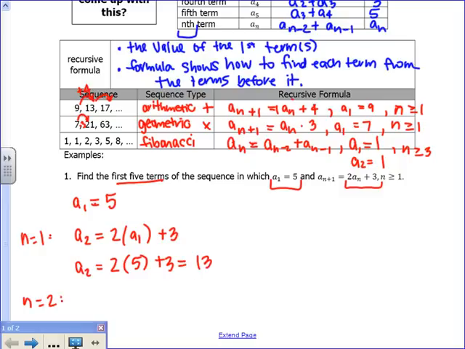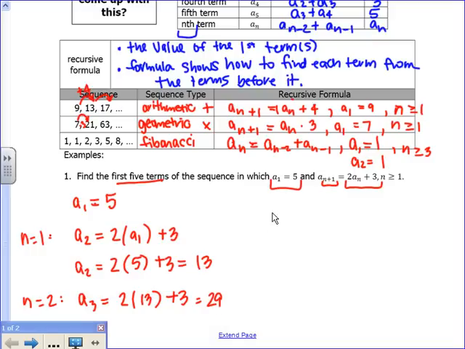Okay, how about if n is 2? So let's plug that into this formula. So if n is 2, 2 plus 1 is going to give me my a sub 3. And if I plug a 2 in here, 2 times my a sub 2, so 2 times my last term, which is 13, plus 3, let's simplify that. And that's going to give me 29. So all I'm doing is multiplying my last number by 2 and adding 3 to it.